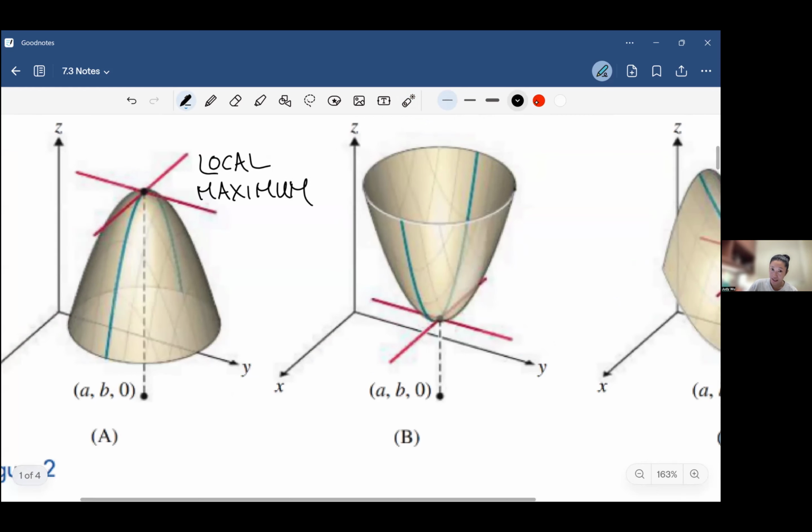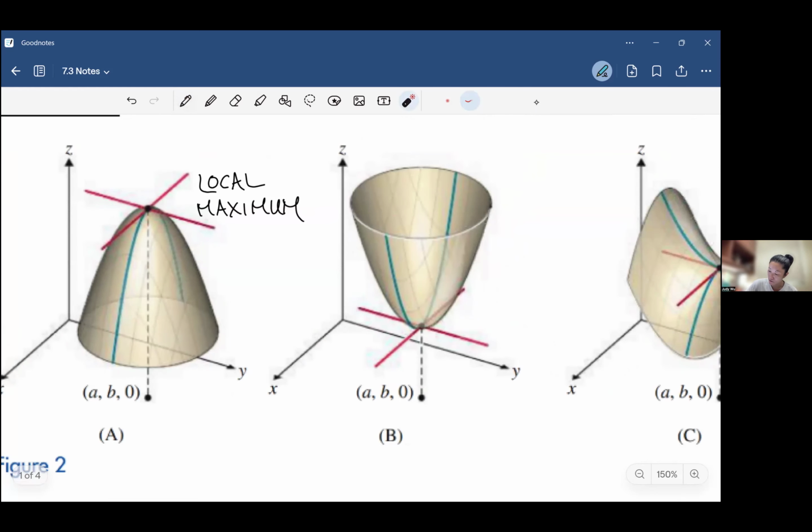Now, similarly, if we take a look at the second diagram over here, B, we can see that we have a cup that's facing the regular way a cup or a bowl might face. And we call this one a local minimum. At the bottom, we have a place where the slope is 0, and it happens to be the lowest point in that region, so we call it a local minimum.